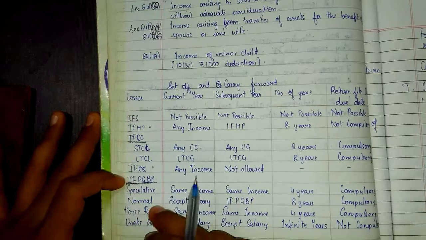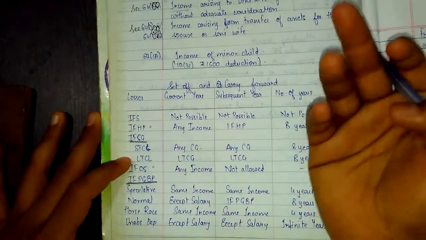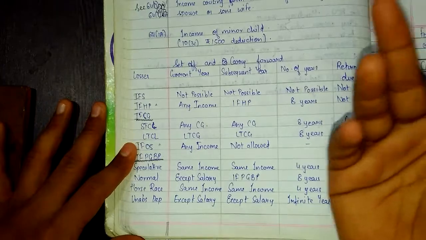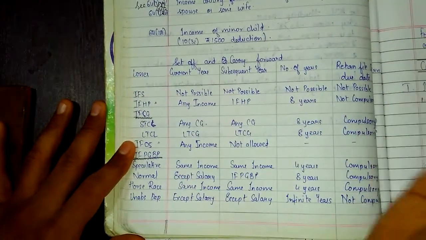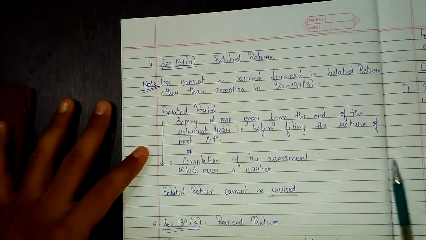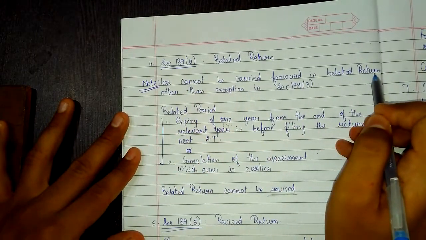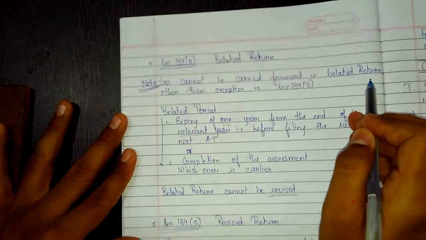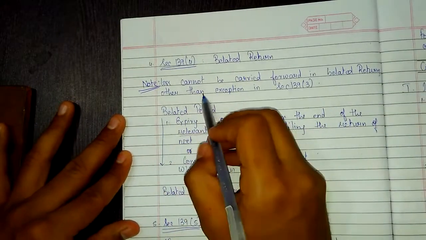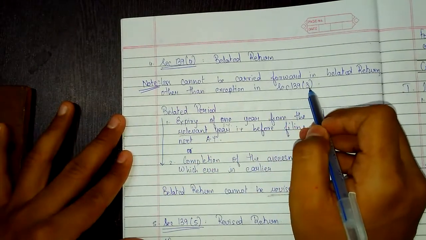Then speculative, normal business and all. If you have incurred any losses, if you have filed a belated return, then such losses cannot be carried forward. Okay, so that is only given over here. Losses cannot be carried forward in belated return, first statement over, comma, other than exception in section 139 subsection 3.